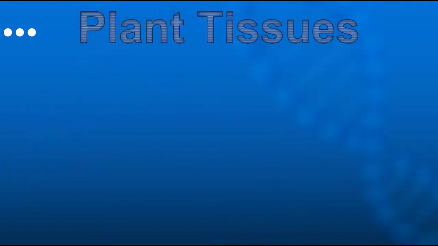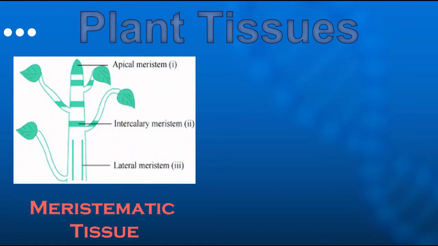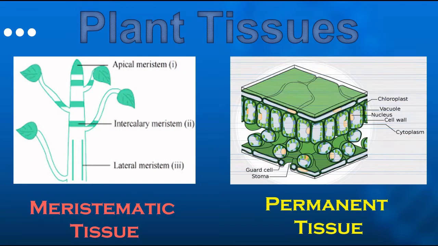So let's move on. In the previous video, we ended with plant tissues. Plant tissues are divided into two types. The first one is meristematic tissue and the second one is permanent tissue. As we discussed, meristematic tissue is the growing tissue and permanent tissue consists of dead cells. Permanent tissue helps in the rigidity of the plant, whereas meristematic tissue helps in the growth of the plant. So this is the main difference between them.